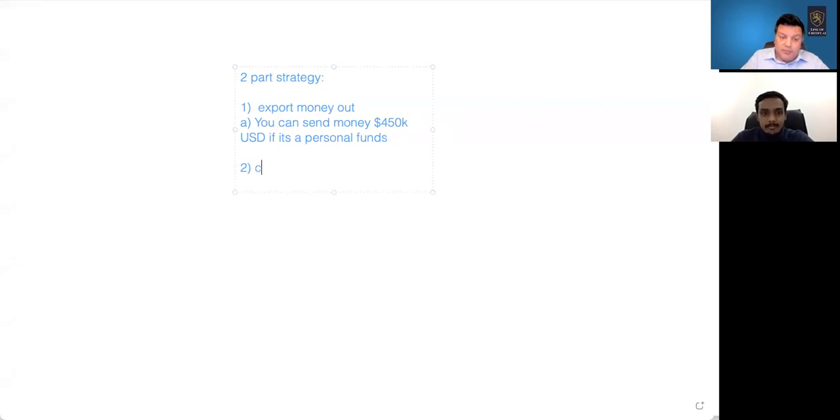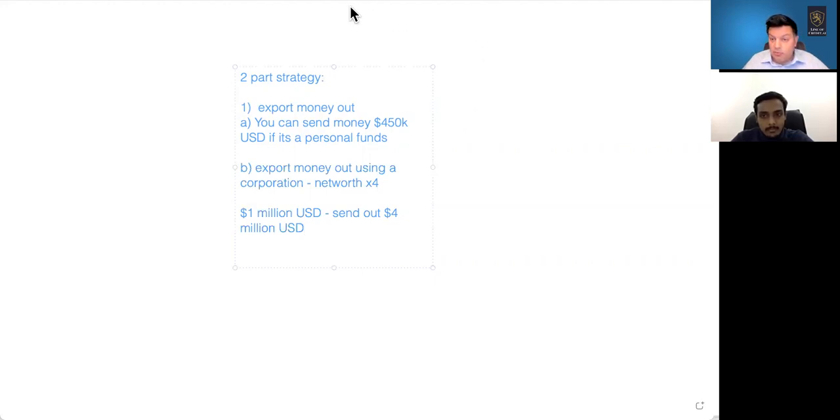From a corporate perspective, B, exporting money out of India using a corporation, the limit is your net worth multiplied by 4. So if your net worth is $1 million USD, you can send out $4 million USD. That's the law as of the last time I checked in India, from the clients we work with this year on money out.